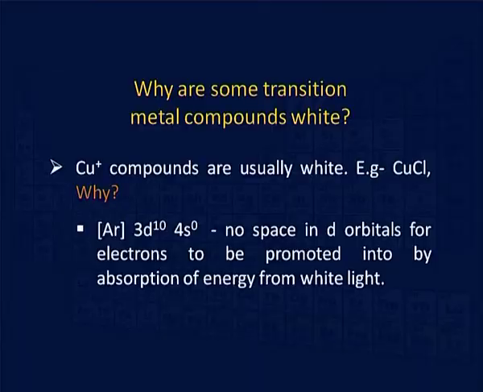You have come across two different compounds of copper, cuprous chloride, that is CuCl, and cupric chloride, CuCl2, out of which the cuprous chloride CuCl is white in color. Why? If you look at the electronic configuration, in CuCl the copper is 3d10, and therefore there is no space in the d orbital for an electron to be promoted, and perhaps this is the reason why it looks white in color.